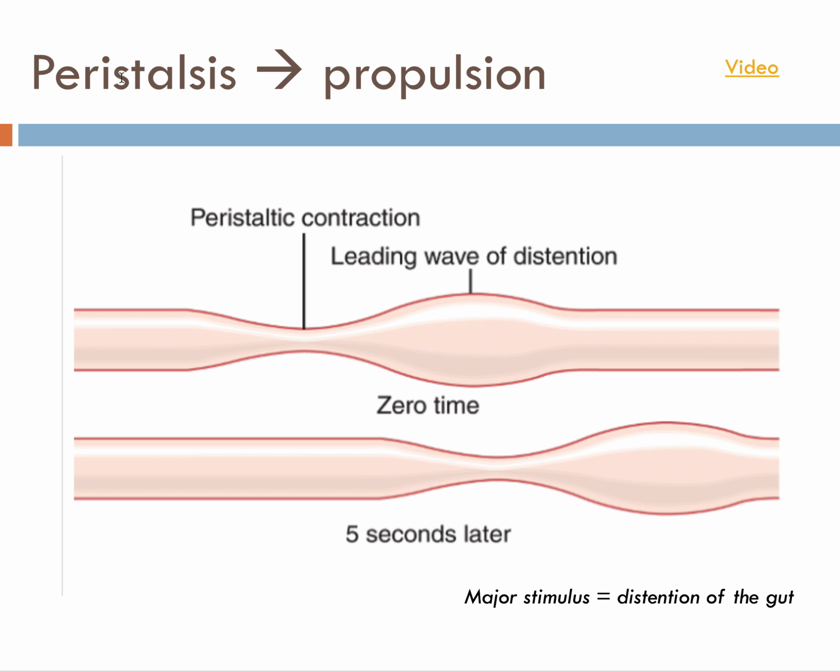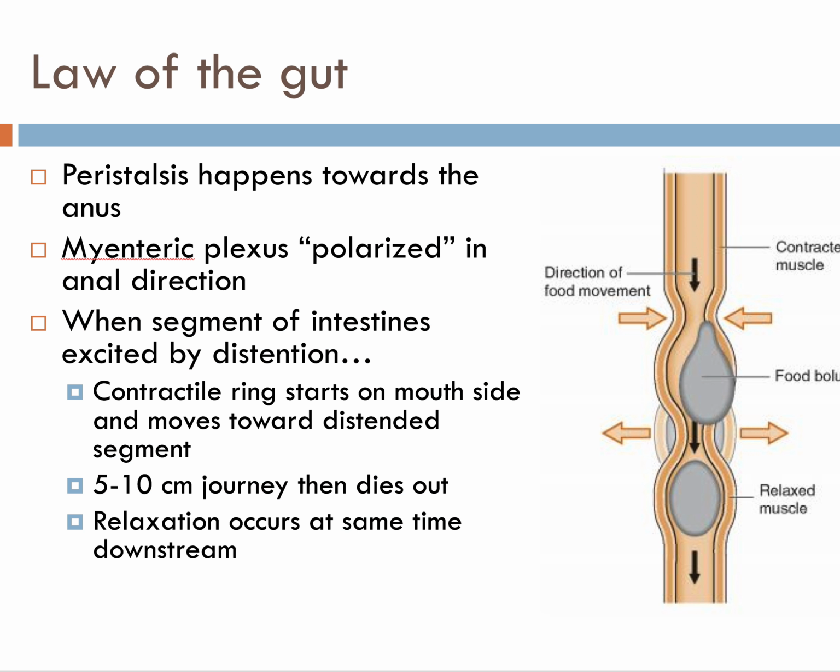The major stimulus, though, for peristalsis is stretch or distension of the gut. So more distension, faster. Less distension is slower. But peristalsis, one way, it is a propulsatory movement. It does not mix anything. It just moves things from point A to point B, and it doesn't go that quickly. It's a nice, slow, normal tonic, slow wave response.